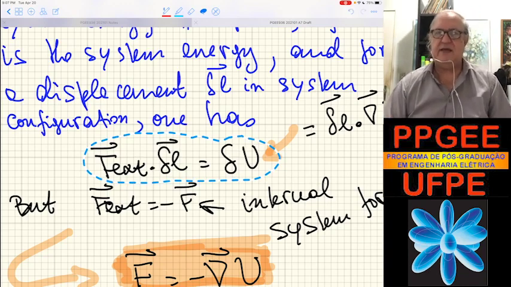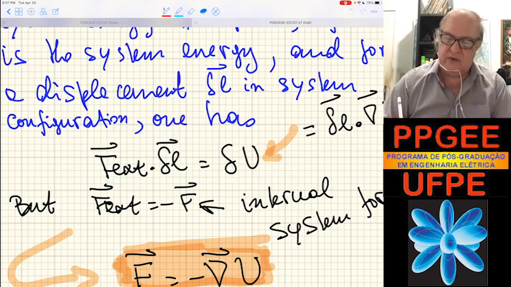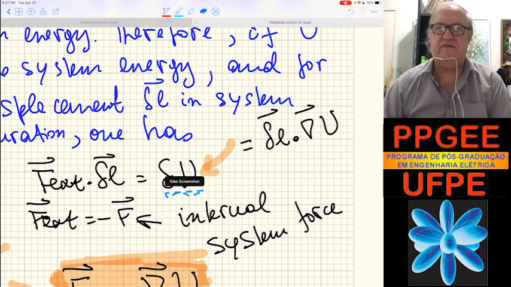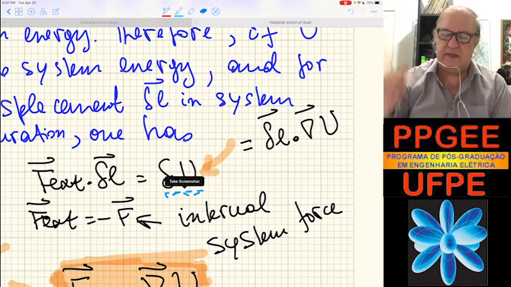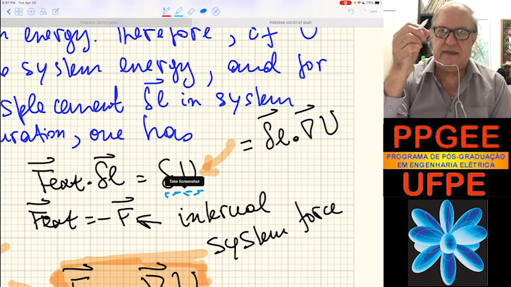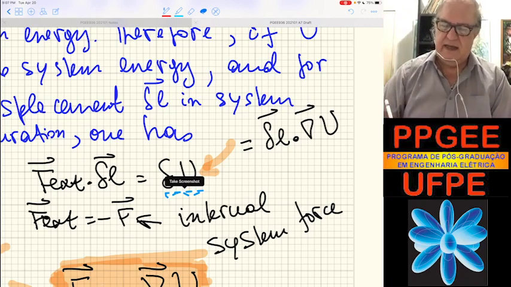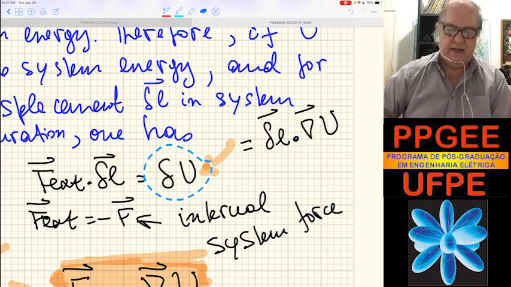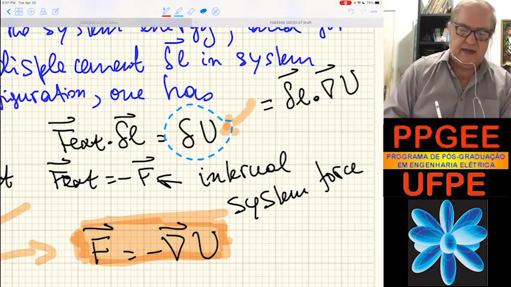Fx is the external agent, the force applied by the agent, which would increase the energy. You notice that the differential of a function of three variables, let's say in 3D space, if we are talking about displacement of coordinates of some coordinates in the system, then we have that displacement dot gradient of u gives the differential change in energy.